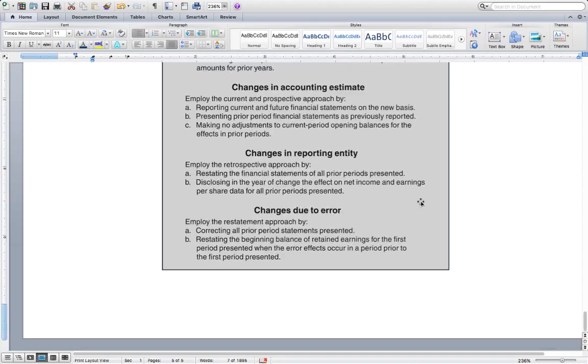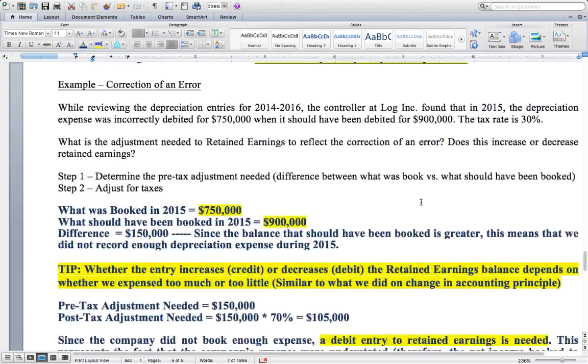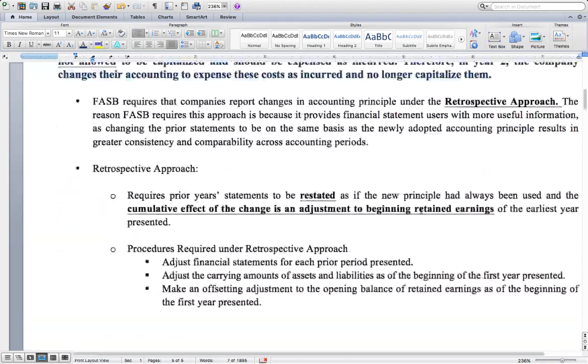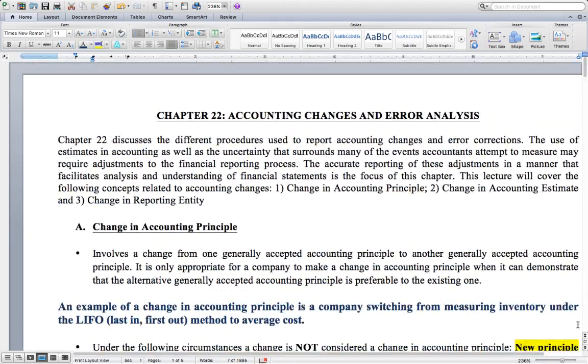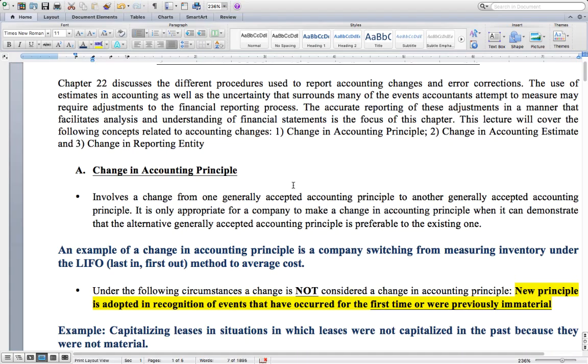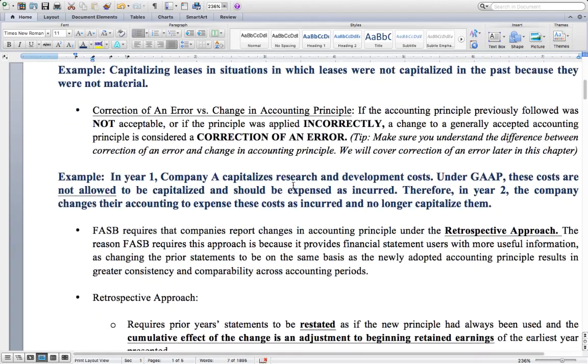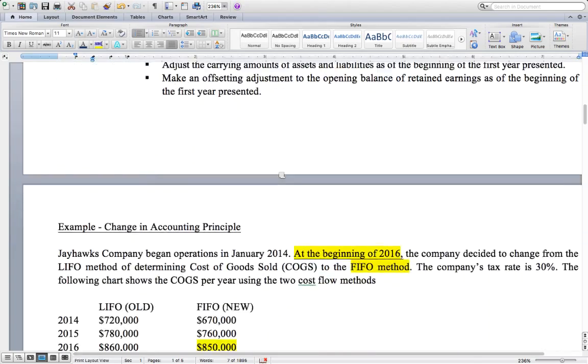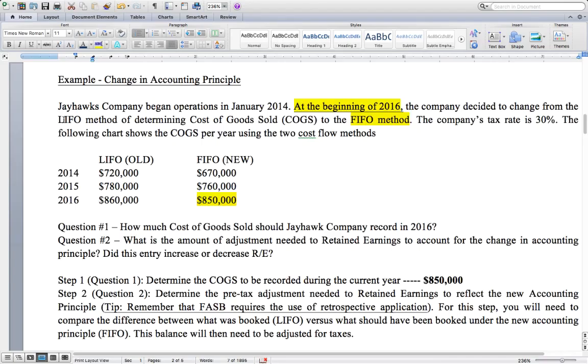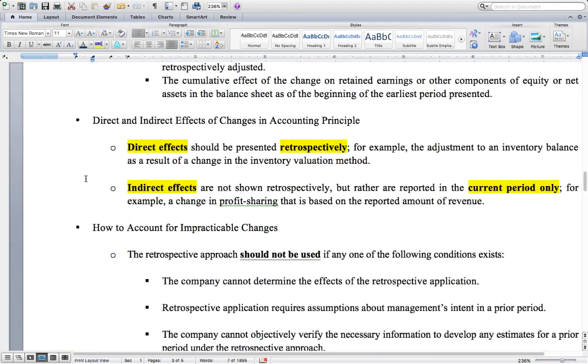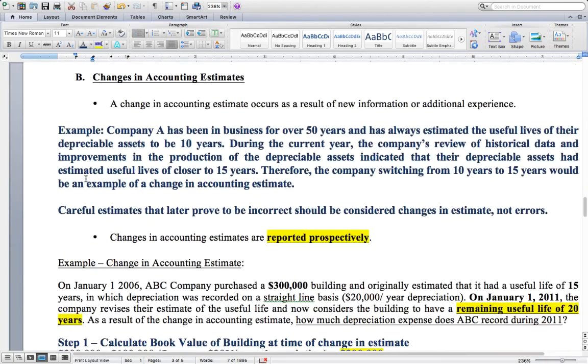That is all for chapter 22. The next chapter focuses on the statement of cash flows, which will have a little more computational components to it. However, this chapter definitely focuses more on the conceptual, so make sure you understand that. You will, on your homework, have examples similar to what we just did in the handout on change in accounting principles, change in estimates, and correction of an error.